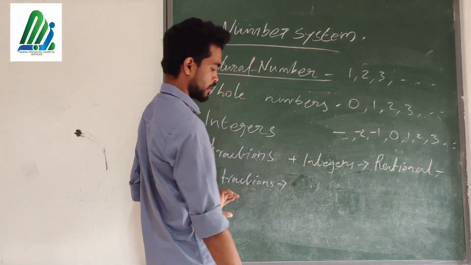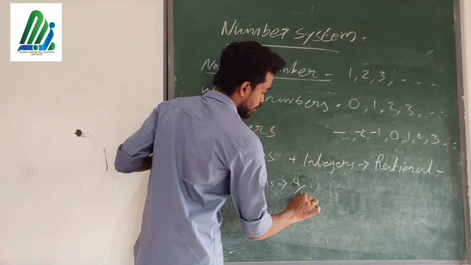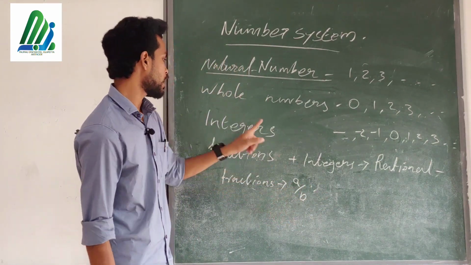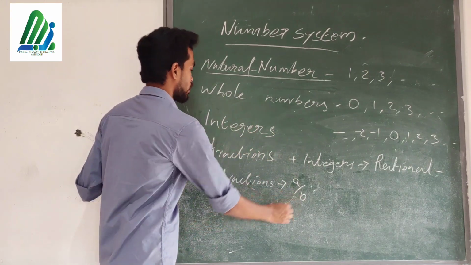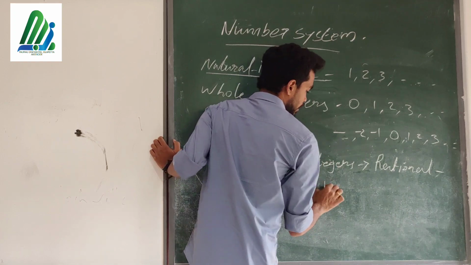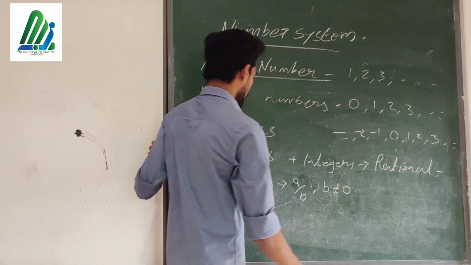Fractions are the numbers in the form of A by B, where A and B are from the integers, and where B is not equal to 0.